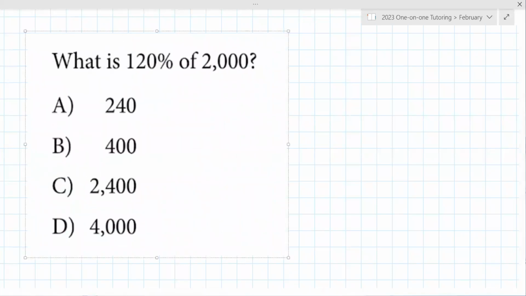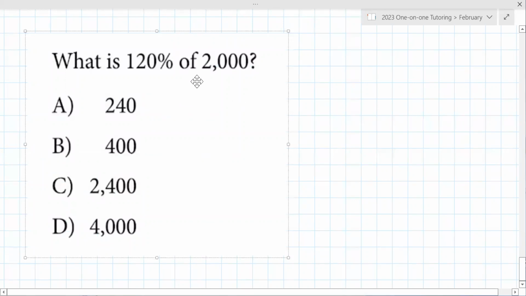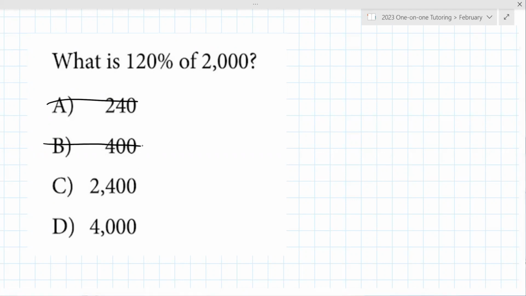And again, this is a legitimate question that you might see. What is 120% of 2000? The first thing you might want to think about here is, is the result bigger or smaller than 2000? Bigger. Yes. So that means you can eliminate a couple of answers pretty quick without having to do much work. Is it C? It is C.